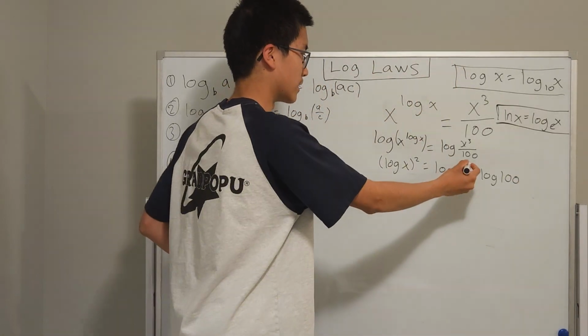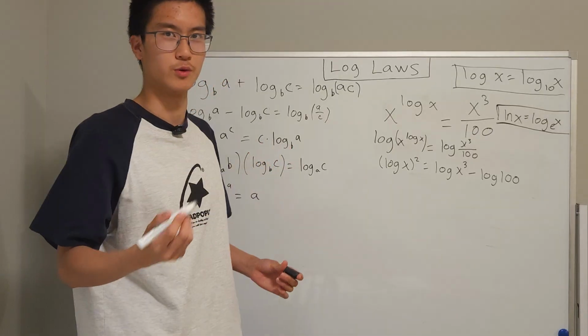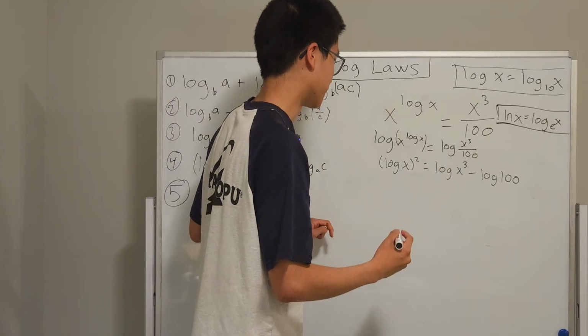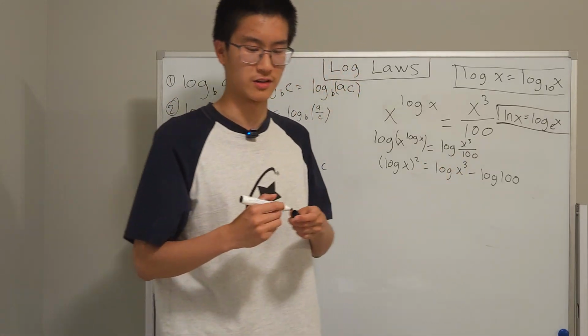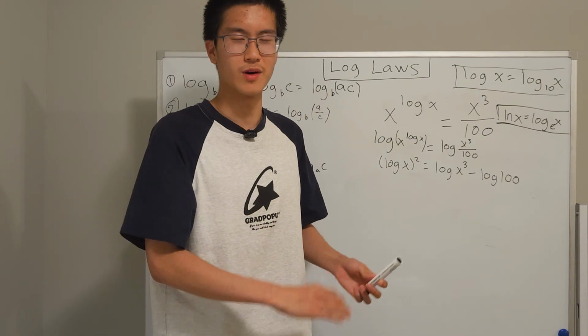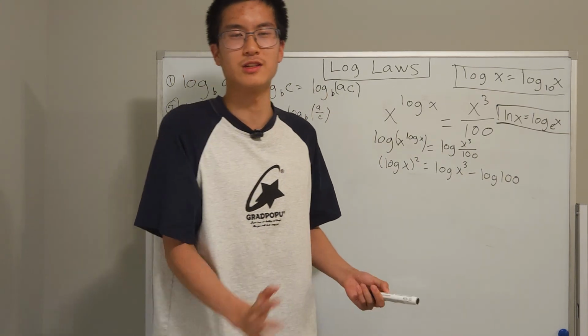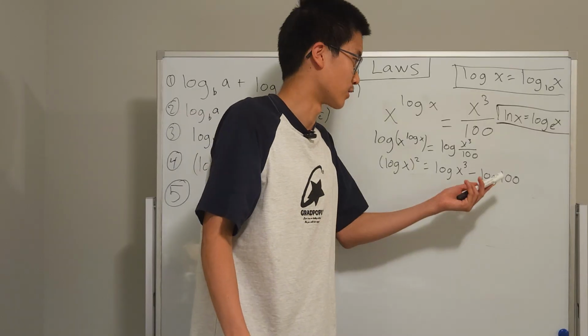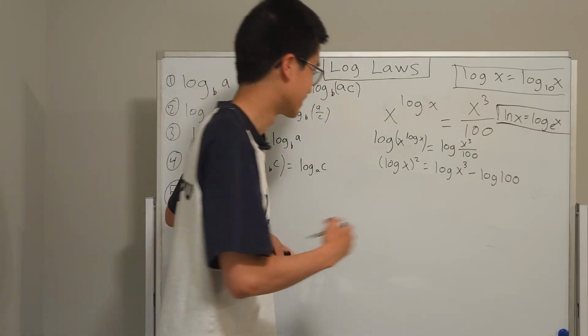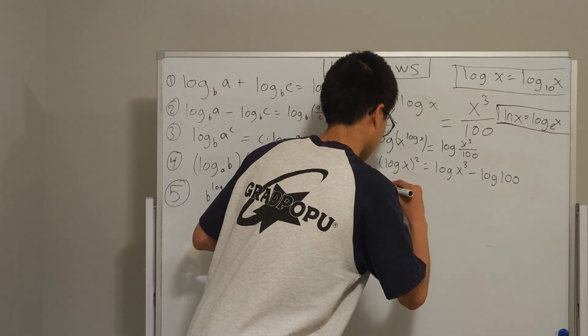And for this one, we can use our exponent rule again. We can bring the 3 out in front. While for log 100, to what power do I need to raise 10 in order to get 100? Well, 100 equals 10 to the power 2. Therefore, log 100 equals 2. Okay, so we continue.